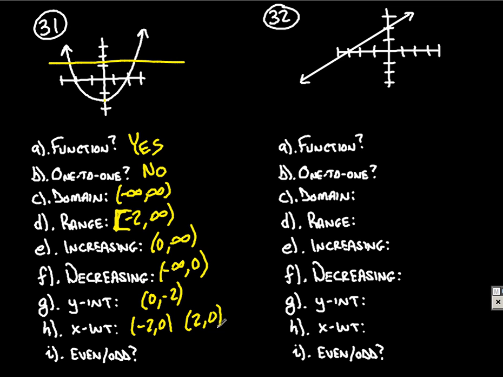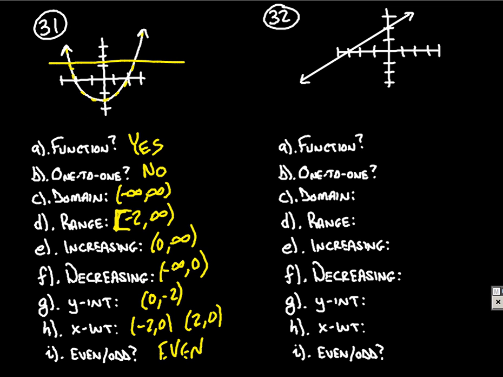Even or odd. If it's even, I should be able to flip it across the y-axis. So if I were to flip it, it would look the exact same across, not the x-axis, I mean the y-axis. Because of that, it is an even function. For it to be an odd function, I would have to flip it both over the x-axis and the y-axis. That's what would make it an odd function.